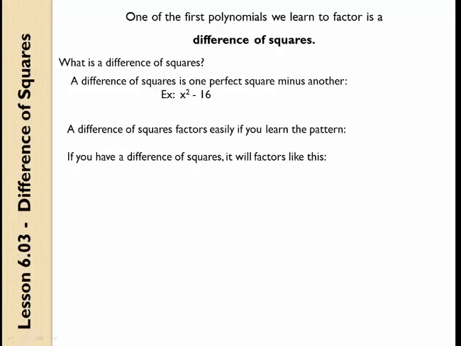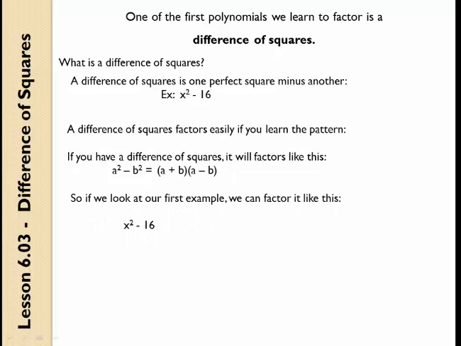If you have a difference of squares, it will factor like this. So if I have a squared minus b squared, those are both perfect squares. I take the square root of the first plus the square root of the second, times the square root of the first minus the square root of the second.